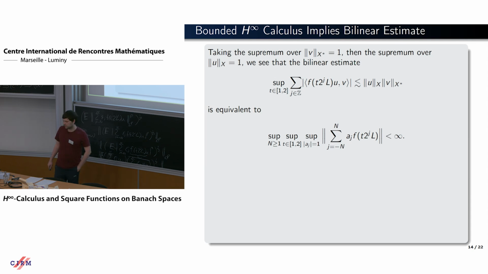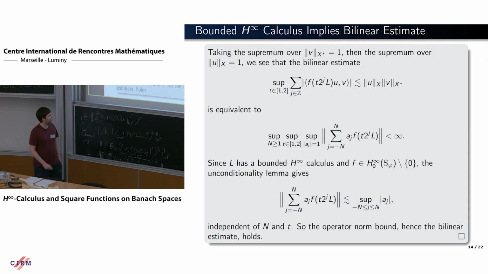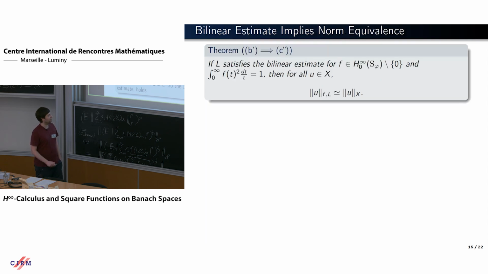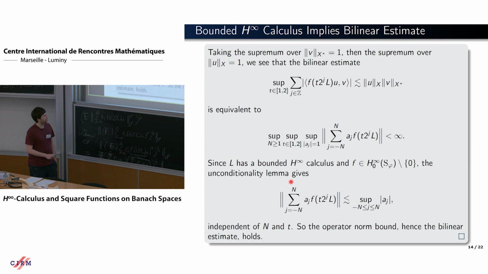But now, what we're assuming right now is that L has bounded H-infinity calculus. From the lecture notes, we have the unconditionality lemma, which is exactly that these things you can bound by the supremum of the modulus of Aj. Well, we're taking modulus of Aj equal to 1, and this bound ends up being independent of both n and t, which we're taking supremum over. So since this thing is our bilinear estimate in disguise, we're done.